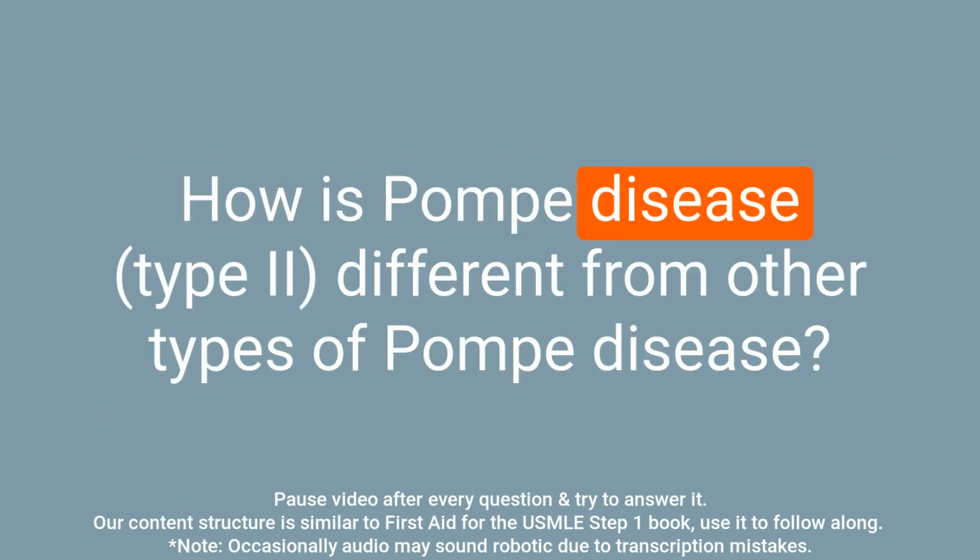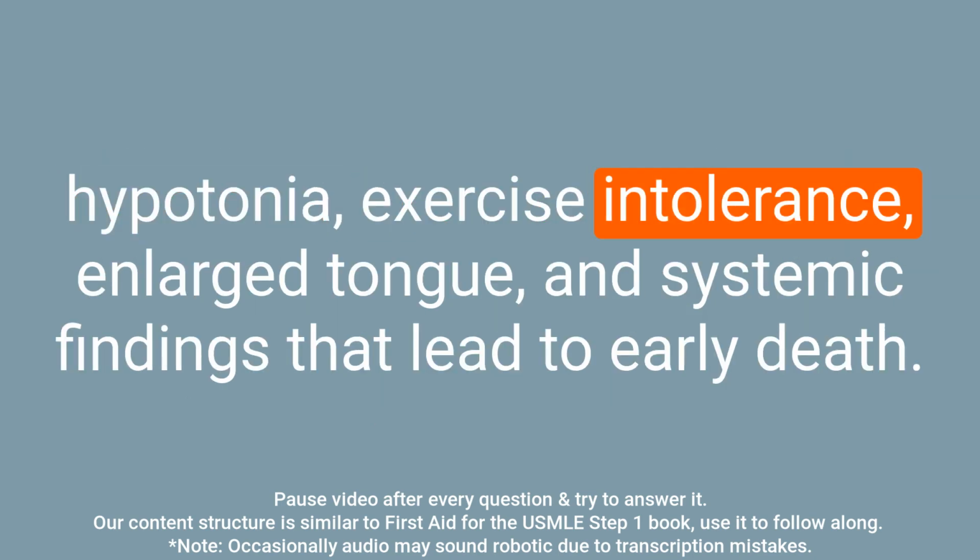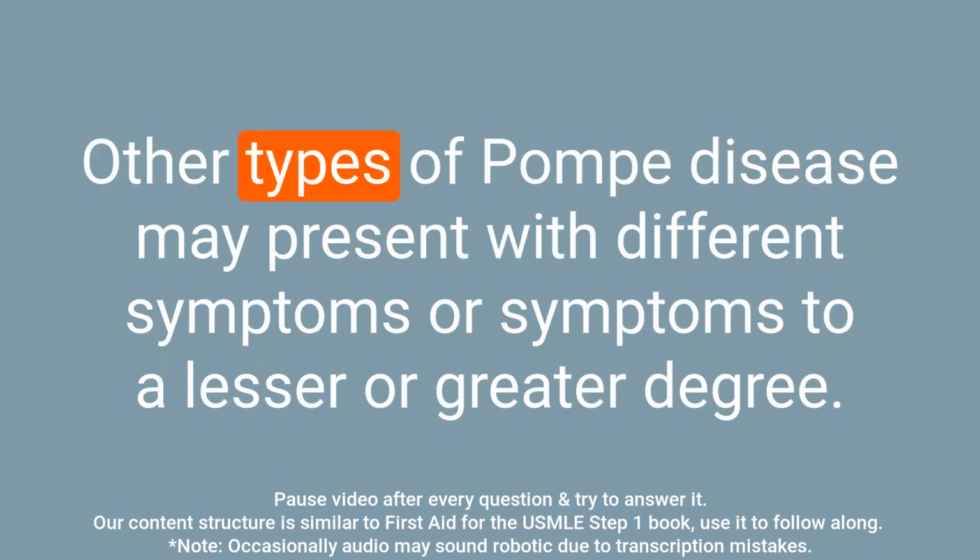Question: How is Pompe disease different from other types of Pompe disease? Answer: Pompe disease refers to a specific type of Pompe disease that presents with symptoms such as cardiomyopathy, hypotonia, exercise intolerance, enlarged tongue, and systemic findings that lead to early death. Other types of Pompe disease may present with different symptoms or symptoms to a lesser or greater degree.